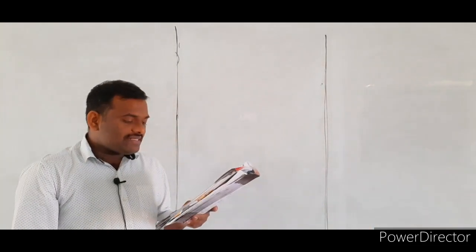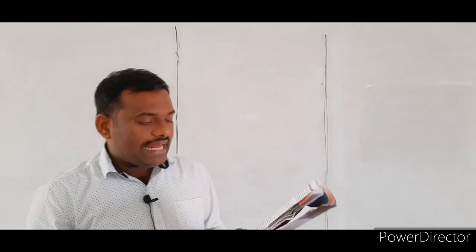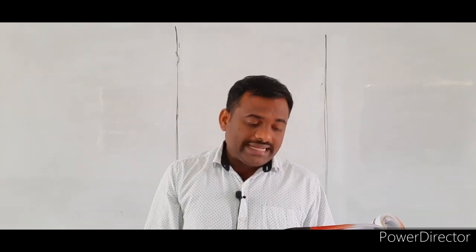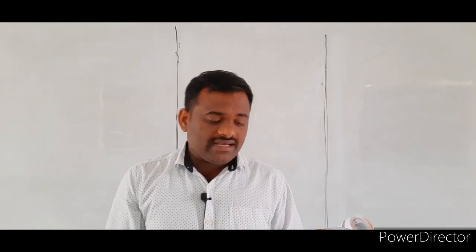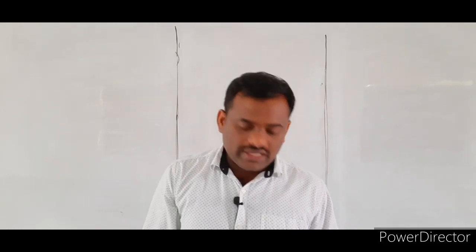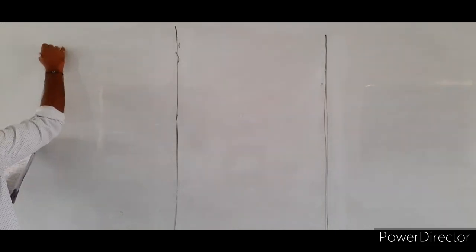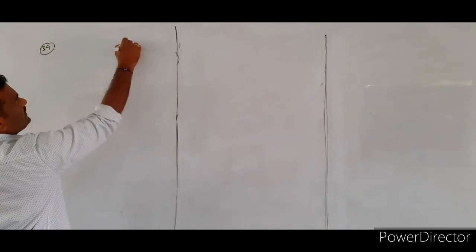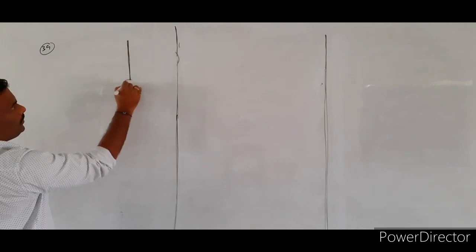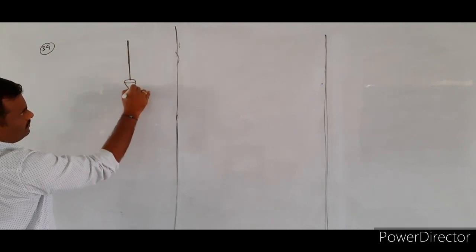A bucket of mass m is tied to a light rope and is lowered at a constant acceleration of g by 4. If the bucket is lowered by a distance of d, work done by the rope will be? Work done by the rope. See here, problem number 39. So this is a rope or a light thread. To this rope, we connected a bucket.